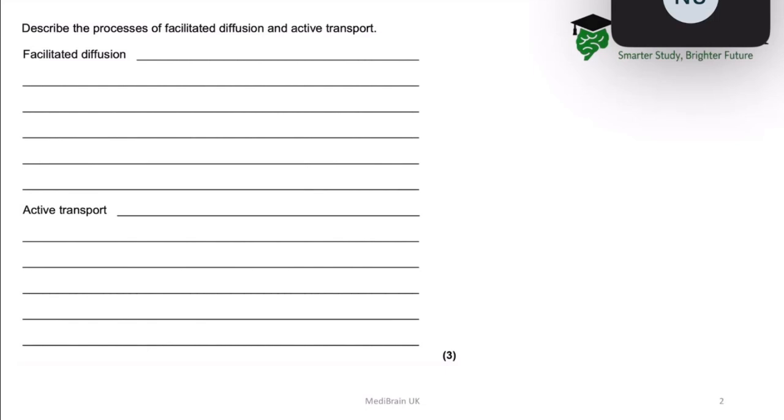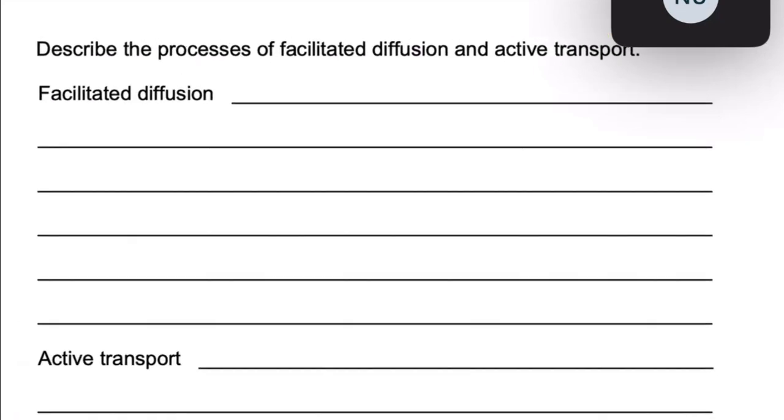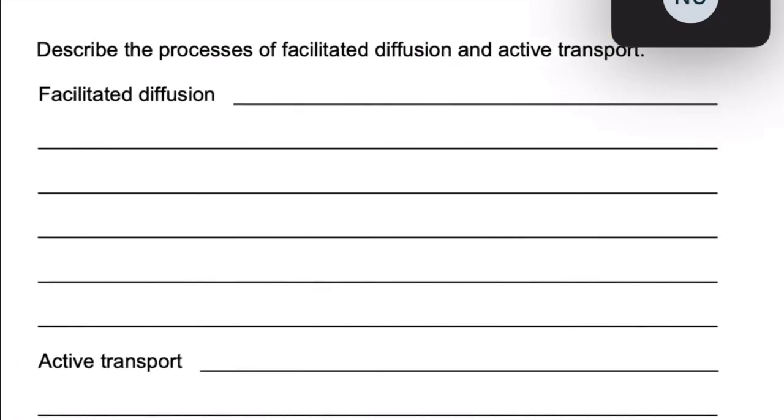So it says describe the process of facilitated diffusion and active transport. Okay, it's not asking you to compare them, it's just asking you to describe the process. So first of all, we've already looked at this a couple of lessons ago. Facilitated diffusion. So we know that there are two types of diffusion. There is simple diffusion and then there is facilitated diffusion.